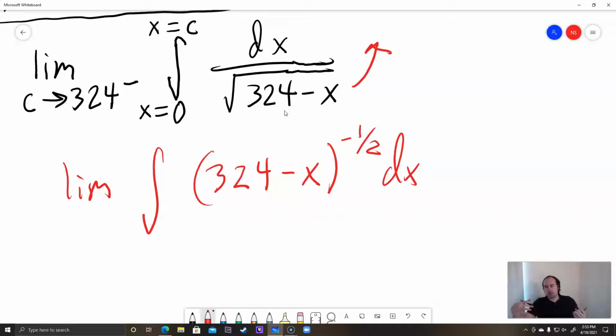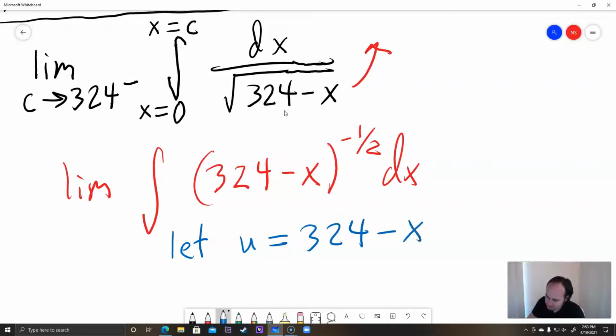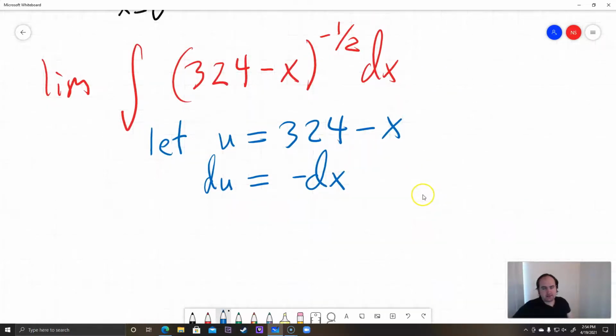So as usual, when you have a composite function, you want to let u be the inside of your composite function. So here we're going to let u equal 324 minus x. So that means du equals negative dx, which means that dx actually equals negative du if you solve for dx. At least that's the way I usually teach people, because it's less confusing than the way that our book does it.